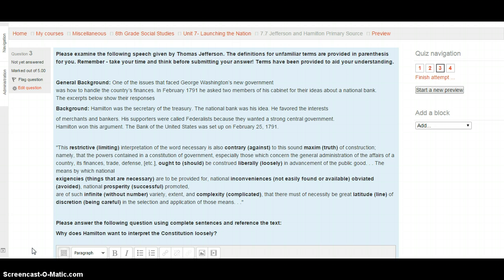those means. So here we need to, as always, answer our question in complete sentences, referencing the text. Find out why Hamilton wants to interpret the Constitution loosely. So look back in the text and find out why Hamilton wants to interpret the Constitution loosely. Construct that answer using complete sentences, and when you're ready, hit next.